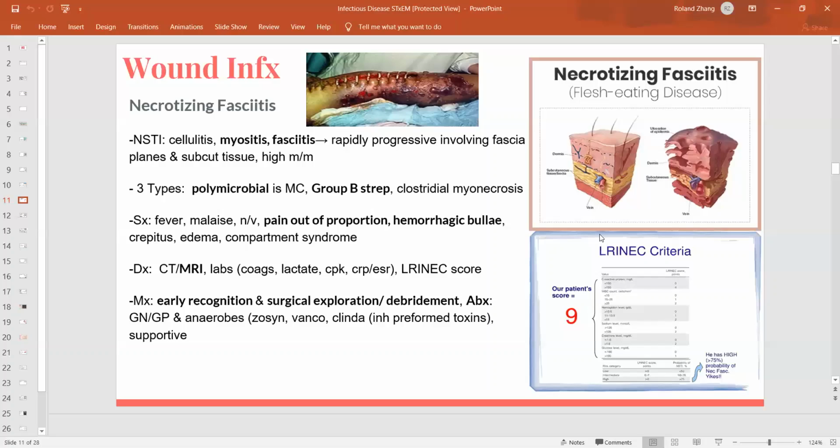So management for this is really early recognition based on your clinical suspicion and surgical debridement, along with antibiotics. Your antibiotic choice should cover gram-negative, gram-positive, and also anaerobes. The most common, like I say, is Group B strep, but there's also staph and Clostridium as well.